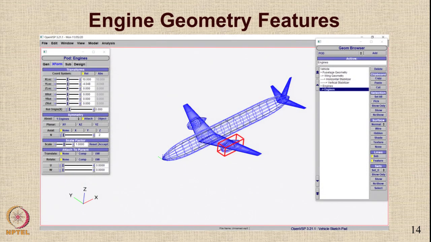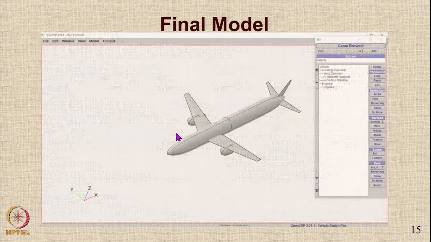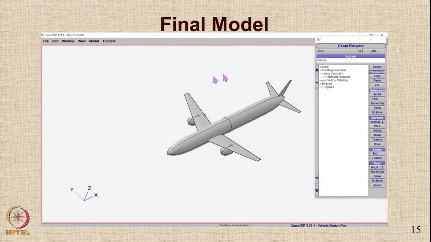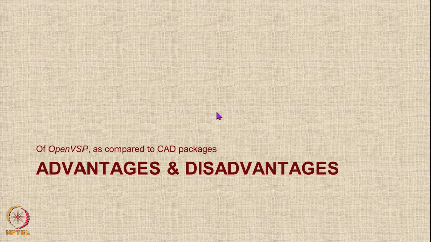One of the excellent features of this particular tool is the engine geometry feature, which allows you to locate and size the engines on the aircraft. And once you assemble all the components, this is how the final model looks like. And then you have an option of rendering, or you can shade the model in whatever form you want. You can create wireframe geometries, you can create 3D geometries like this, etc. So, lots and lots of options are available for you.